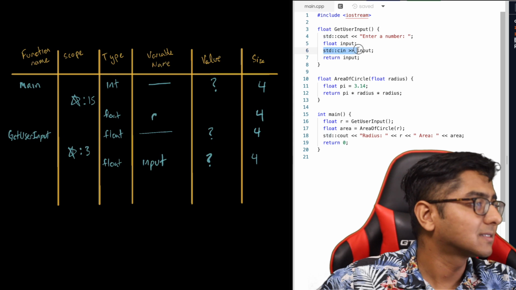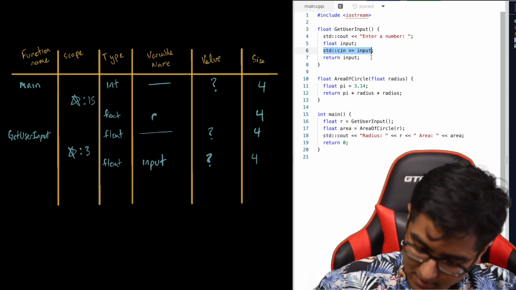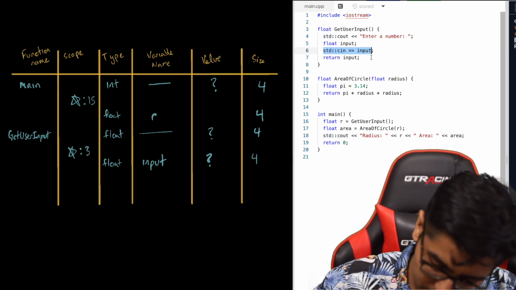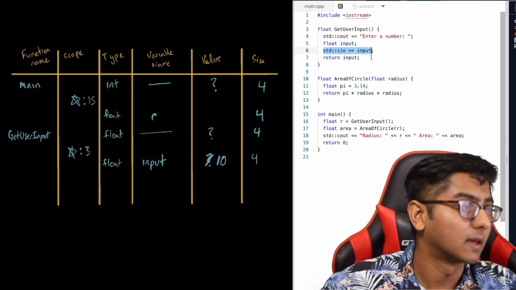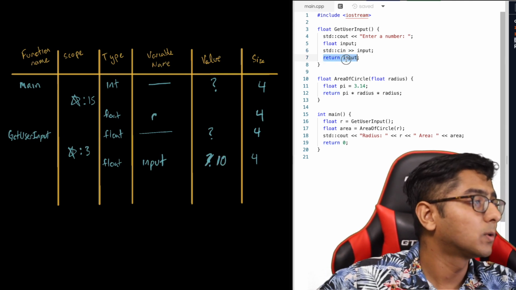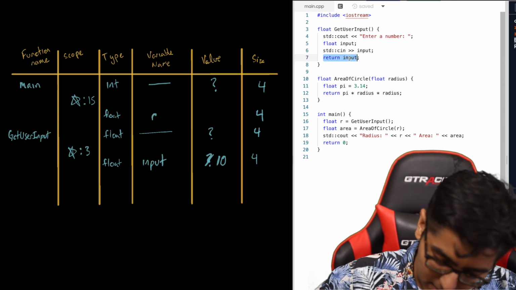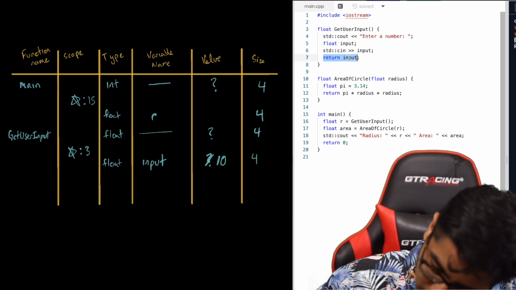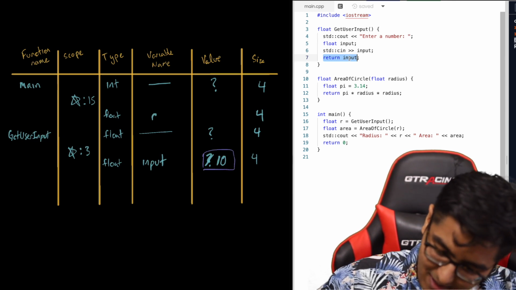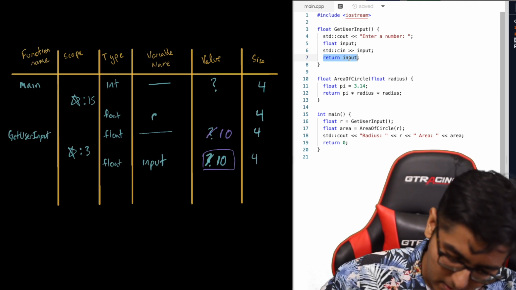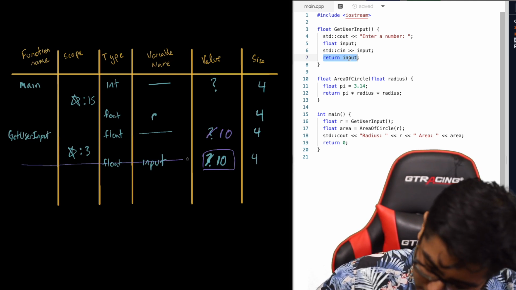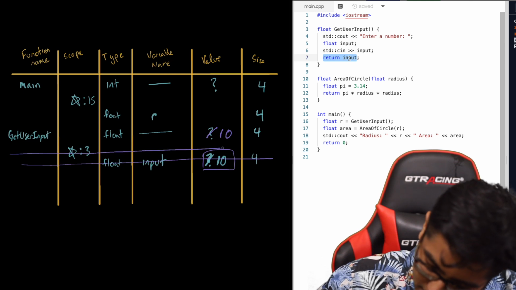Line 6 asks us to take a number in from the console and set that as the value of the variable input. So let's go ahead and do that. I entered in the number 10, so I'll use 10. And then we're going to use the return keyword to get the value of the variable input, set that as the value of my function, and then cross everything out up until the scope of that function.